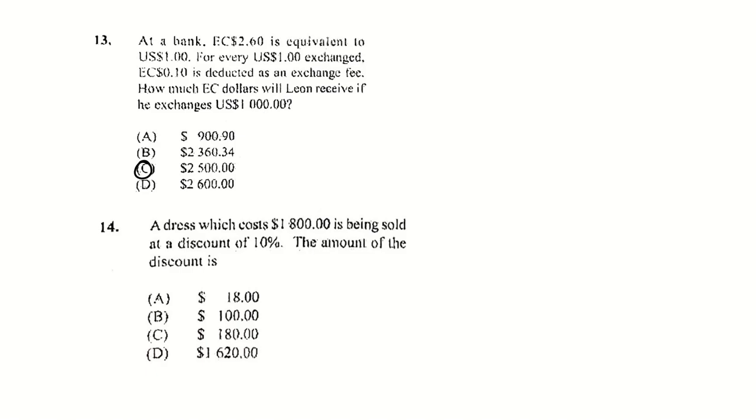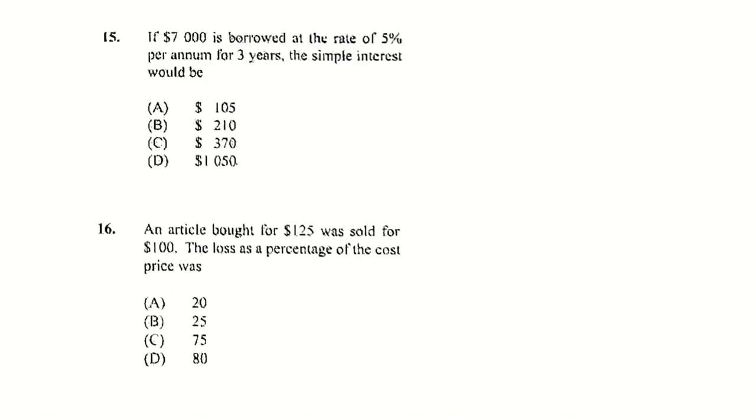A dress which costs 1,800 is being sold at a 10% discount. The amount of the discount is 10 over 100 multiplied by, cross out this, which is 180. Number 7, they want to know the simple interest. Simple interest is principal by rate by time all over 100, which is 700 multiplied by rate of 5 multiplied by time all over 100. Cross out this. 7 5s are 35, 35 multiplied by 3, 5 3s are 15, 3 3s are 9 plus 1 is 10, so it's 105. So A is your answer.